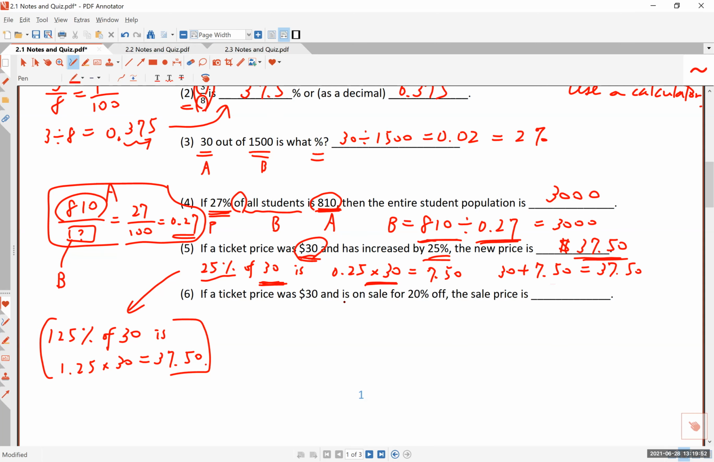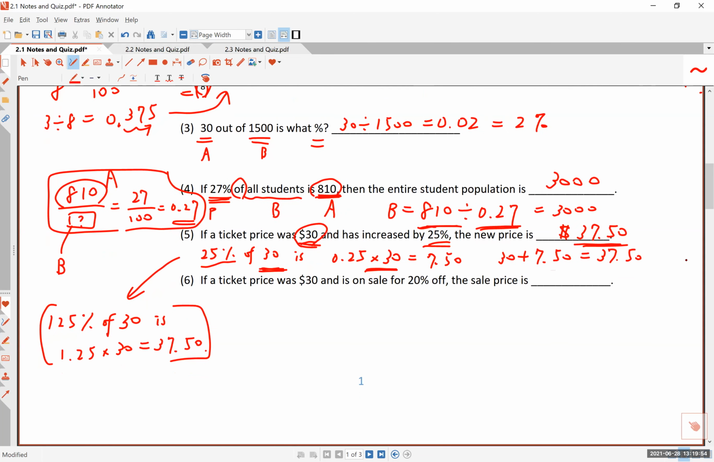So, okay, the last question on the front part is, if a ticket price is $30 and if it's on sale for 20% off, the sale price is, all right, so what is 20% of 30? Now, notice here, $30 is the reference number. It is our base. It is our whole. And we are trying to calculate 20% of that. How do you do that? It's 0.2 times 30, and that's $6. Okay, so you will get $6 off. 30 minus 6 is 24, and the answer is actually $24.